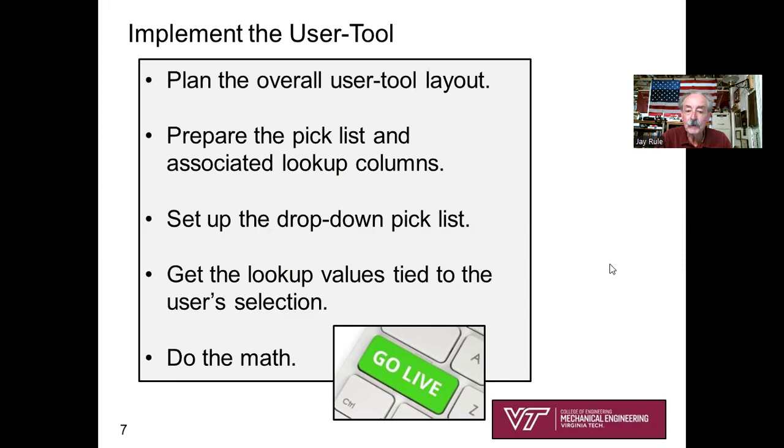We're going to plan the overall user tool layout. We're going to plan that first. What would our user tool look like? Thinking about our customer, who is others, or it might even be us 6 months from now or 2 weeks from now. We're then going to prepare the pick list and associated lookup columns. We'll set up the drop-down pick list. We're going to get the lookup values. In other words, once the user has selected, let's say, oxygen, I'm going to show you how to look up the molecular weight, 32, and the fact that oxygen is O2.